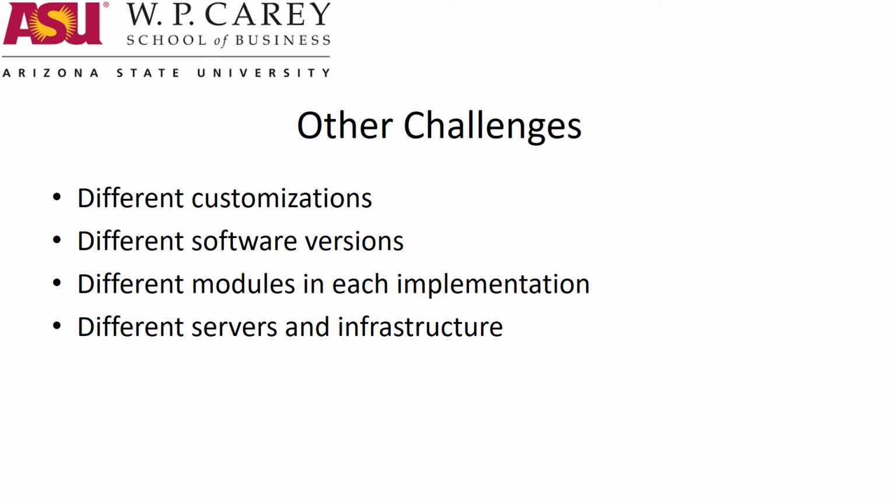Additionally, having different software versions will very much impact how you pull data, given the capabilities of the different versions. You might have to design an extraction technique one way for an older version and a different way for a newer version. And then different modules in each implementation, once again, touches on the different customizations. If you have a CRM module in Gap, but you don't have that same module for Banana Republic, when you pull any customer-related information, you have to pull it differently because they have different modules.